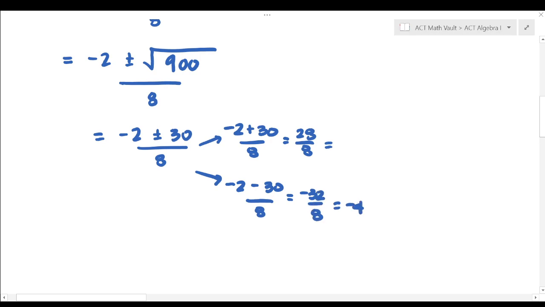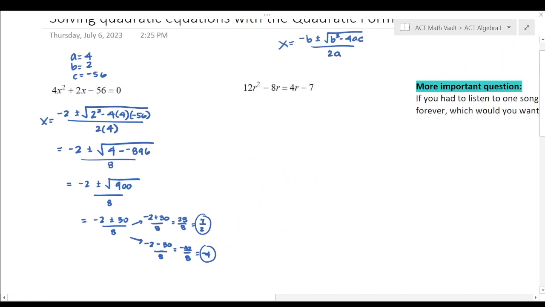Here, both of those numbers are divisible by 4, so that would be 7 over 2. So I have two real answers here. And it really was nice at the end when that 900 square roots.